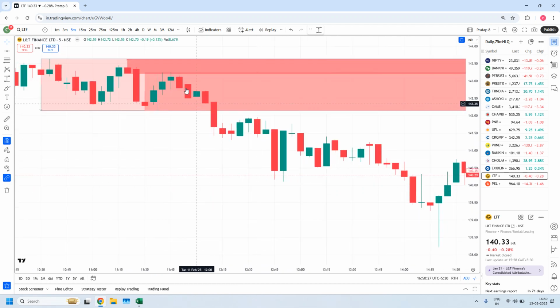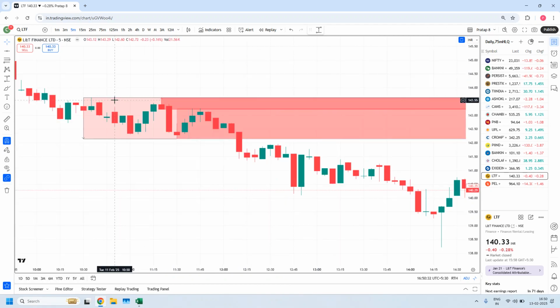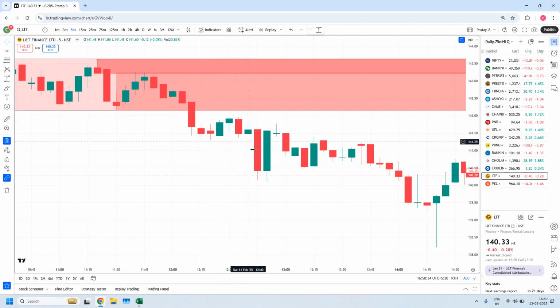Not only 15 minutes, even daily leg out candle formation also happened. This is 75 minutes, right? Yeah, the 75 minutes leg out candle is also completed after it picked up the orders from this zone. So that way this is very, very important. This is a powerful zone.